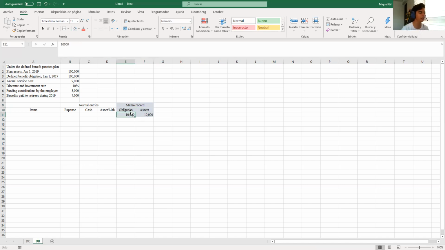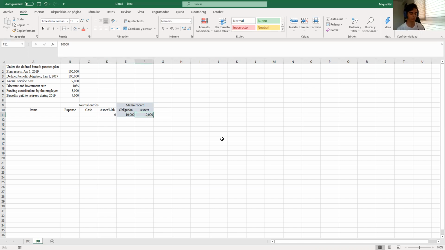So this money is not reported in the financial statements of the company. If you have an obligation of 10,000 and you have assets of 10,000, that means that in this account, asset or liability, you are neutral. The company in their own statements doesn't have to report any liability or asset. That means that the organization doesn't have to pay more or is not happy because they have more.